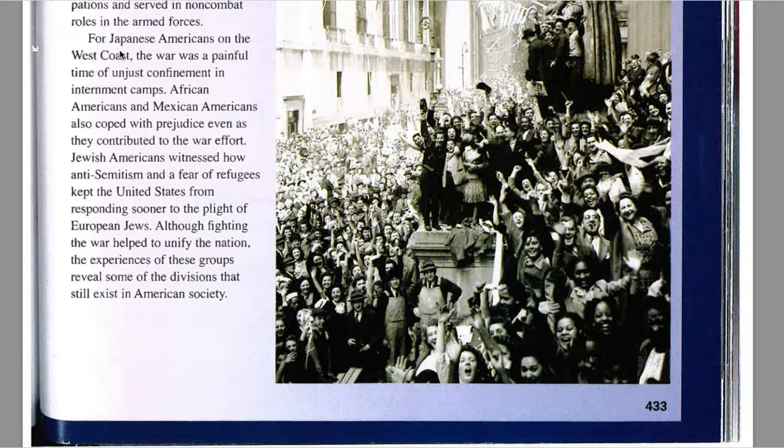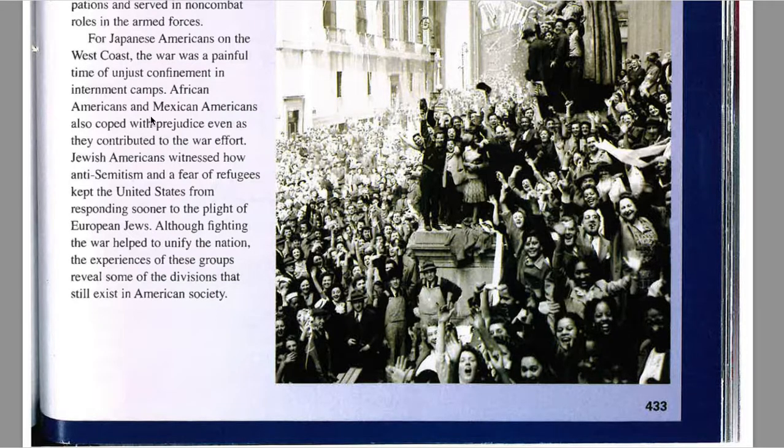For Japanese Americans on the West Coast, the war was a painful time of unjust confinement in internment camps. African Americans and Mexican Americans also coped with prejudice even as they contributed to the war effort. Jewish Americans witnessed how anti-Semitism and a fear of refugees kept the United States from responding sooner to the plight of European Jews. Although fighting the war helped to unify the nation, the experiences of these groups reveal some of the divisions that still exist in American society.